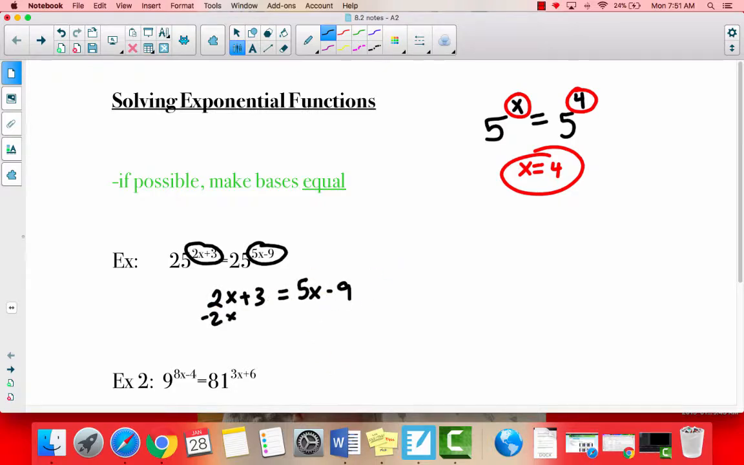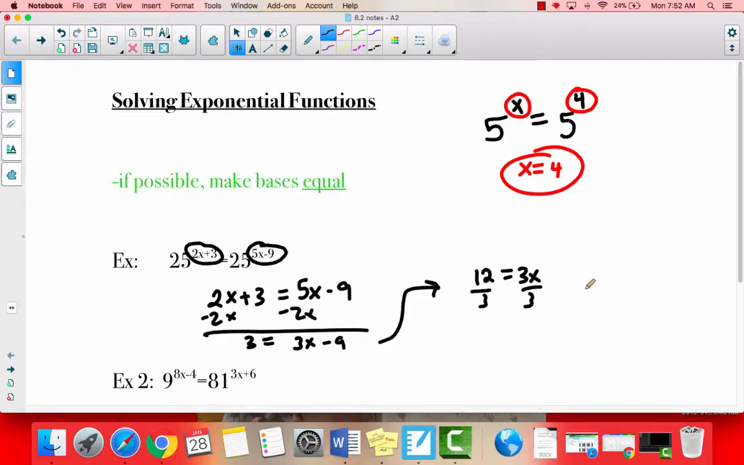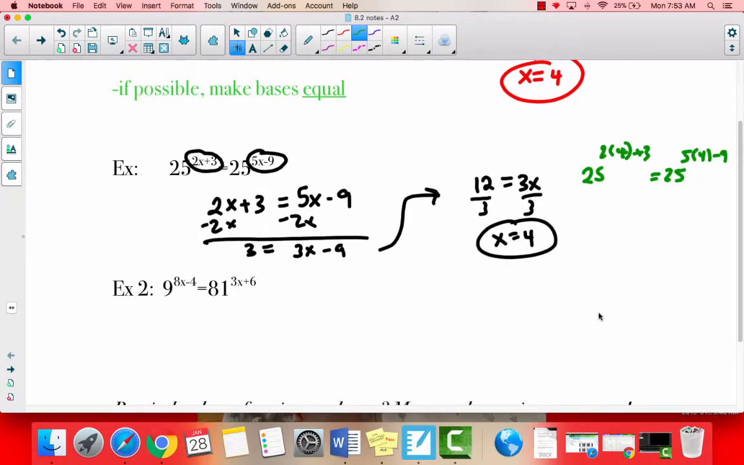I'm going to subtract 2x over to the other side. And that would get us 3 equals 3x minus 9, and then I'm going to go ahead and add 9 to the other side. That's going to get us 12 equals 3x, and then lastly divide by 3, and that's going to get us that x is equal to 4. And you should always be able to plug this back into your equation, and you should get equal sides. So I could have 25 to the 2 times 4 plus 3 should get me the same thing as 25 to the 5 times 4 minus 9. And if it doesn't, then that means that you either need to check your work or there's potentially no solution there. Let's look at example 2.